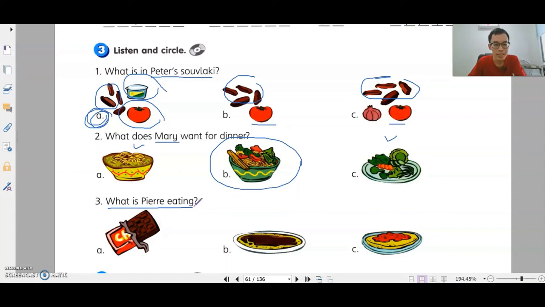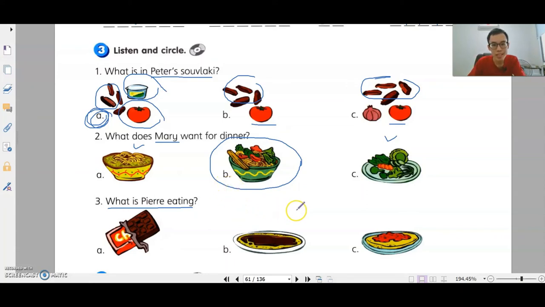What are you eating, Pierre? I'm eating a crepe. What is in it? Chocolate. It's a chocolate crepe. My favorite.